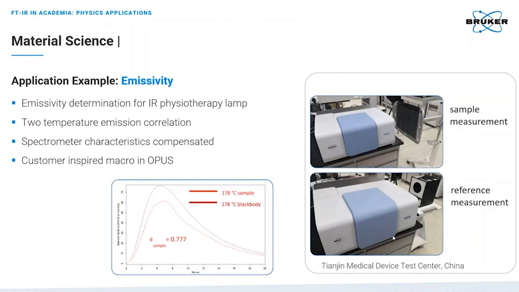Further, the so-called two-temperature emission correlation was used to compensate all spectrometer characteristics. In that method, the reference black body cavity source is measured at two different temperatures to determine a correlation function. And that correlation function is used with the measured physiotherapy lamp emission spectrum at a similar temperature to determine the emission spectrum of the lamp. Comparison with the black body spectrum delivers the emissivity of the sample source. Well, Bruker supported this customer evaluation with a customer-inspired macro, which is now also available for all other users.